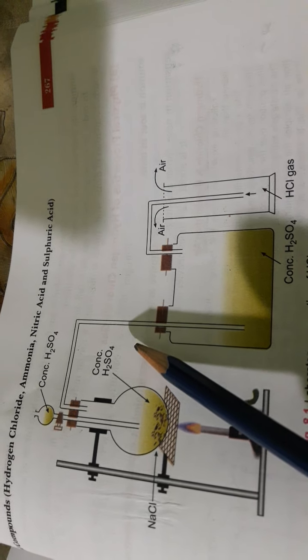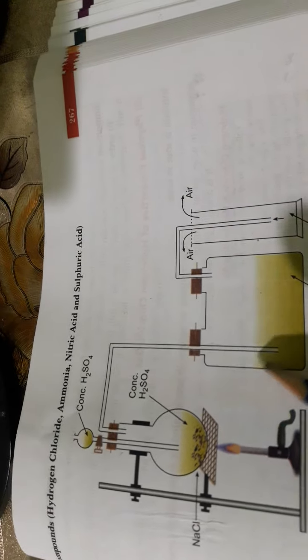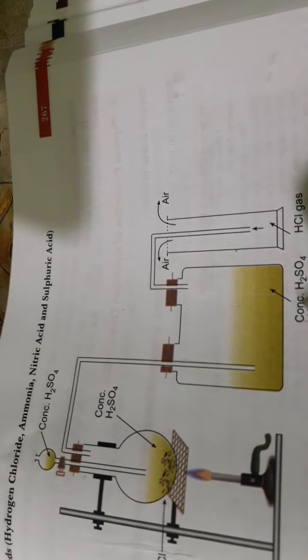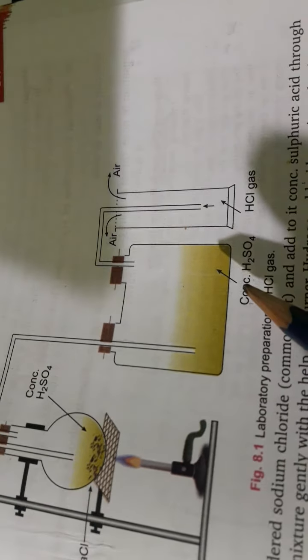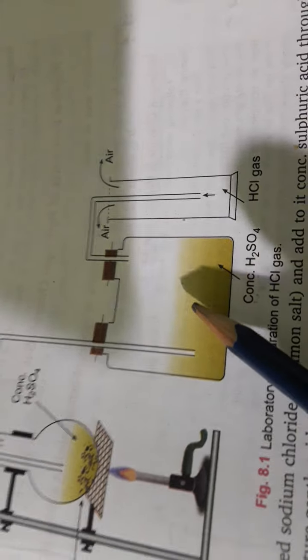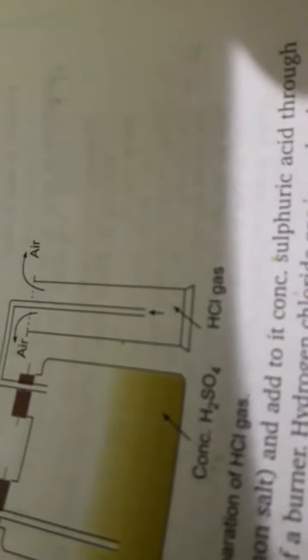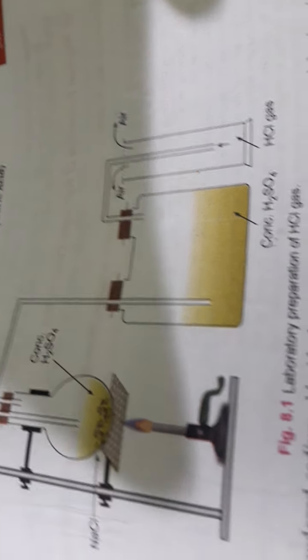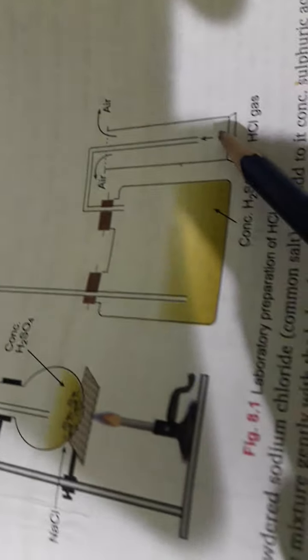So we need to remove the moisture which is present. So it is passed through a wolf bottle which contains concentrated H2SO4. Here concentrated H2SO4 is used as a dehydrating agent. It absorbs all the moisture which is present in the hydrogen chloride gas. Now, when the hydrogen chloride gas is free from moisture, that time we will pass this gas through a container in which HCl gas is collected.